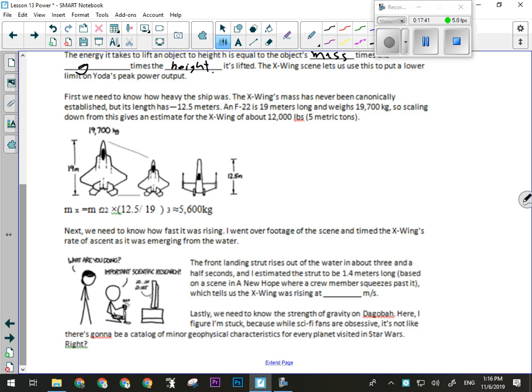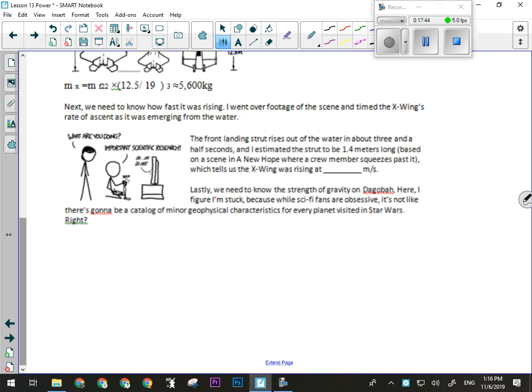Next we need to figure out how fast it was rising. So this guy spent way too much time sitting in front of the TV timing how long it took the X-wing's landing strut to come out of the water. The front landing strut rises out of the water in about 3.5 seconds. He estimates the strut to be 1.4 meters long based on a scene from the original Star Wars movie A New Hope where a person was walking under the X-wing and had to duck to get underneath it. So assuming that person would be about 1.4 meters tall when he did that. See, this guy has way too much time on his hands. Way too much.